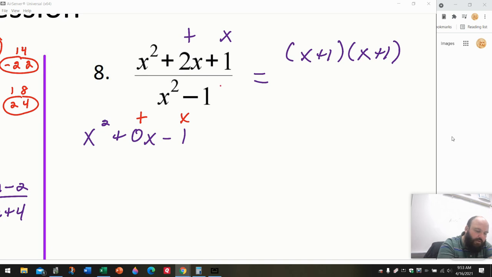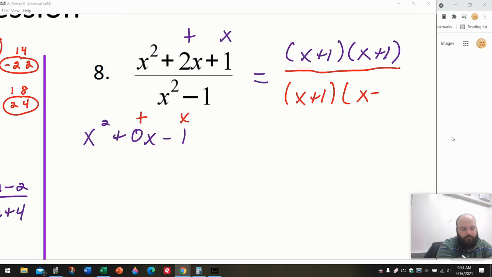So remember, I rewrote this into this form, just putting the 0x in there so we knew what numbers to use. So once I get the numbers, we know that +1 and -1 are the only two numbers that will multiply to give me -1 and add to be 0. So on this one, we can write x plus 1 and then x minus 1, just like that.